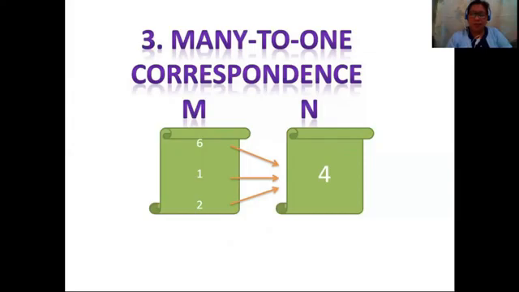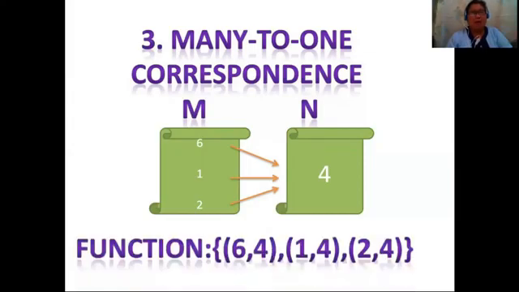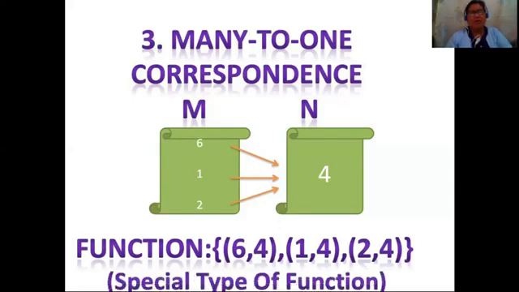And the answer is a function. Listing down the ordered pairs, we have (6, 4), (1, 4), (2, 4). No two ordered pairs have the same abscissa. And we call this a special type of function.